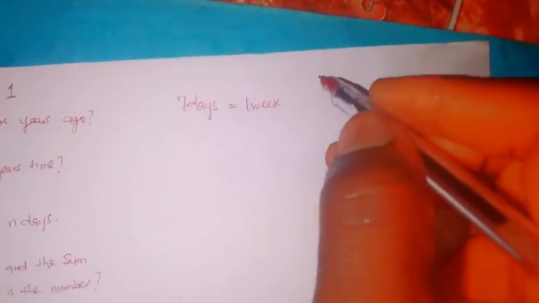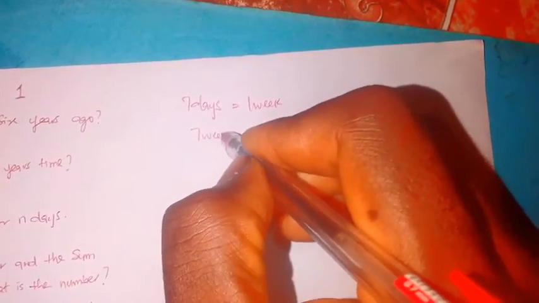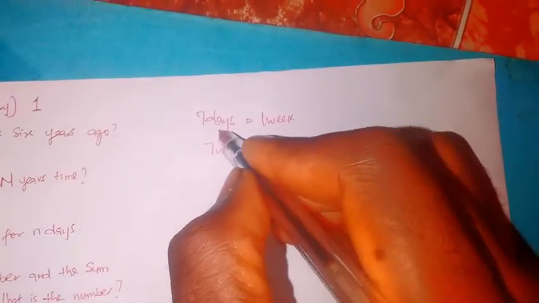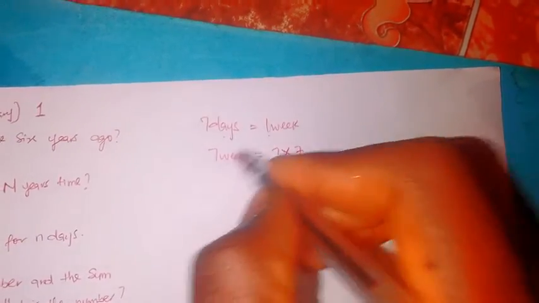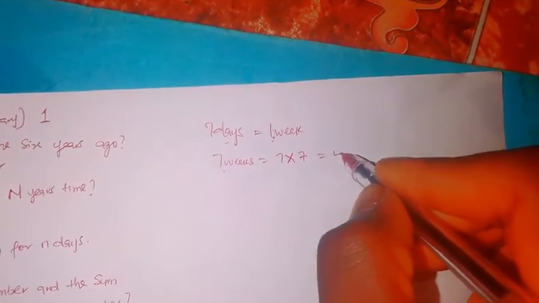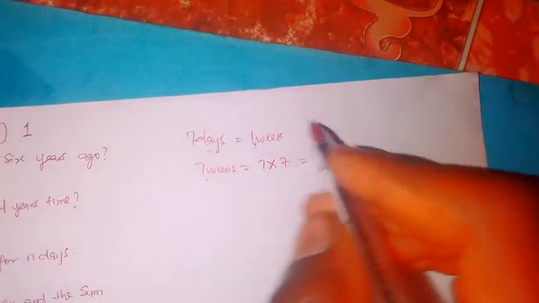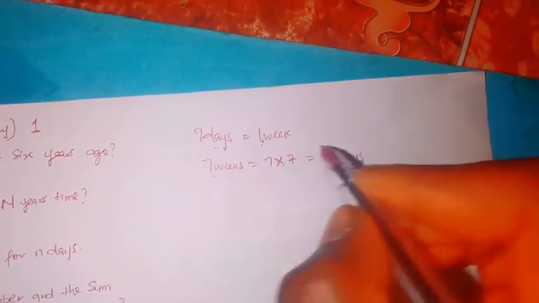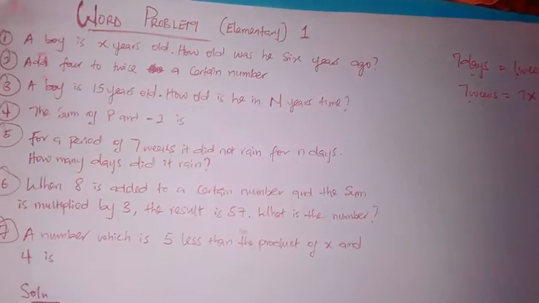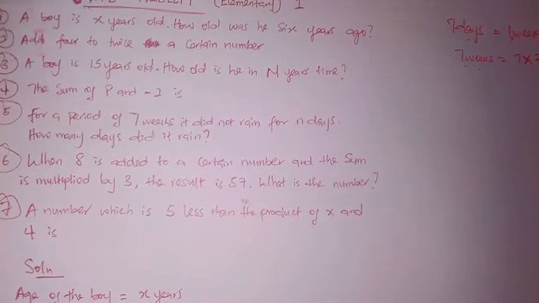Let's first clear this one out. 7 days make 1 week. 7 weeks become 7 times 7, because if 7 days make 1 week, 7 weeks will be 7 times 7 days. So that becomes 49 days. So 7 weeks is equivalent to 49 days. Okay, so we've cleared that part out. We're converting everything to days because the question asked us how many days did it rain.